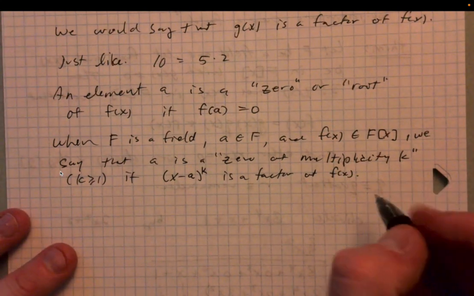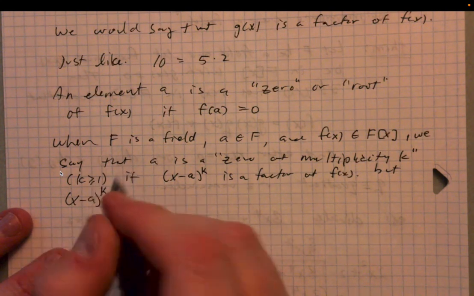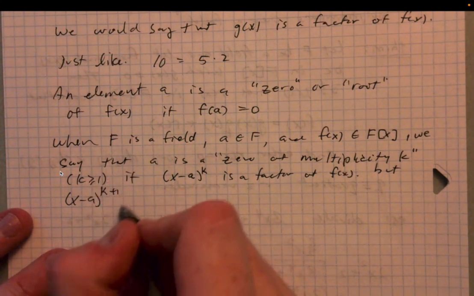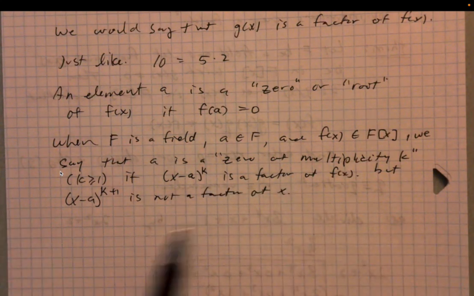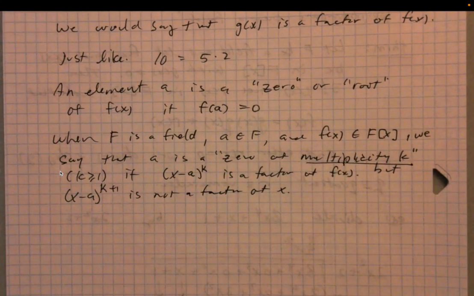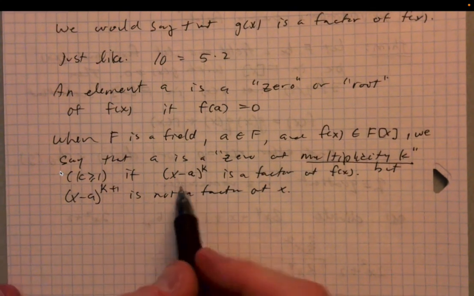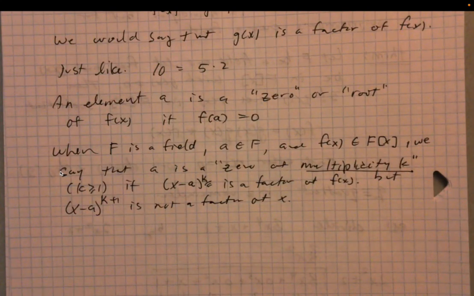And importantly, we would also have to say that (x minus a)^(k plus 1) is not a factor of f of x. So it's the largest such factor. That's where the multiplicity piece comes in. Certainly if (x minus a)^(k plus 1) is a factor, then (x minus a)^k is also a factor, but it's not a factor of multiplicity k. In that case, it would be a factor of multiplicity k plus 1. But if k is the largest such factor, the highest degree polynomial that's a factor of f, then this definition holds.